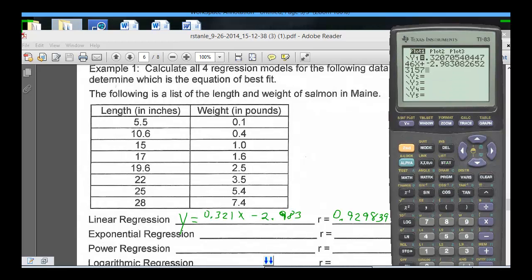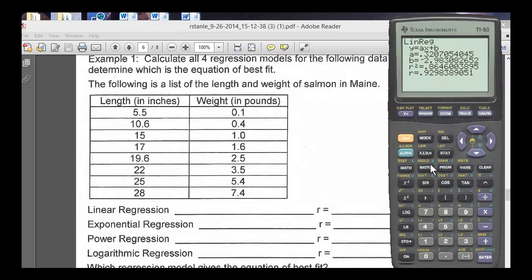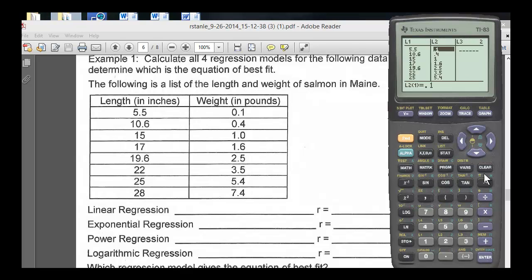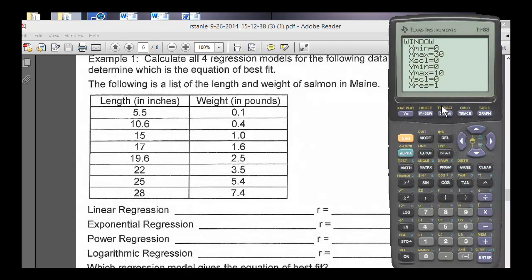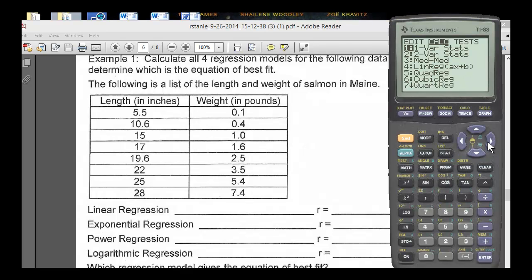Now let's look at exponential regression. So we want to press Stat, Edit, List 1, List 2, Y equals, clear out what's in the calculator, turn on the plot, make sure it's highlighted, go to Window, change the window as needed, Graph. Now let's do the exponential. Stat, Calc, arrow down to exponential, Enter.